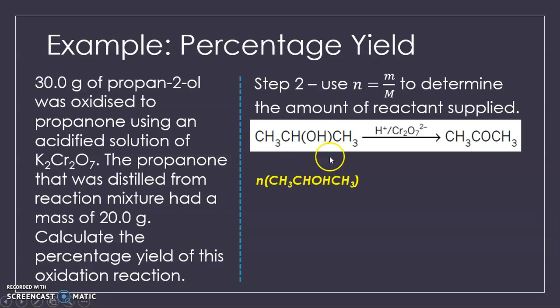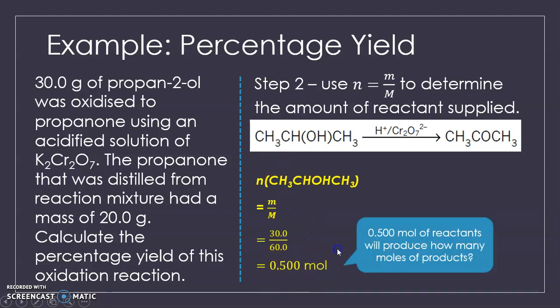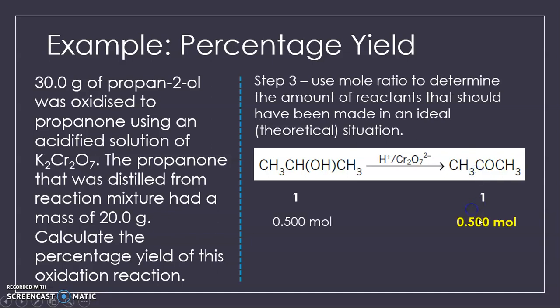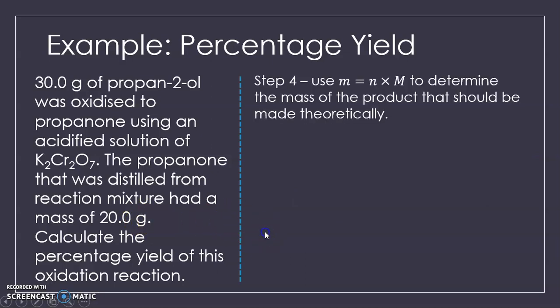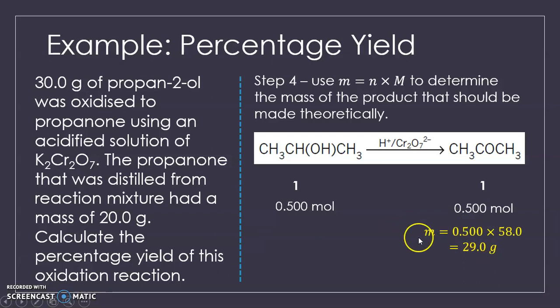We know that they give us 30 grams of propan-2-ol. Using that equation, we can work out it's 0.5 mole. If there's 0.5 mole of reactant, how many moles of product will be produced? Obviously, that's 0.5 as well. This amount in moles is basically the theoretical yield. The only problem is that it's in moles, so we're going to convert it to mass so that we can do a ratio. Converting that to grams, that's 29.0 grams.